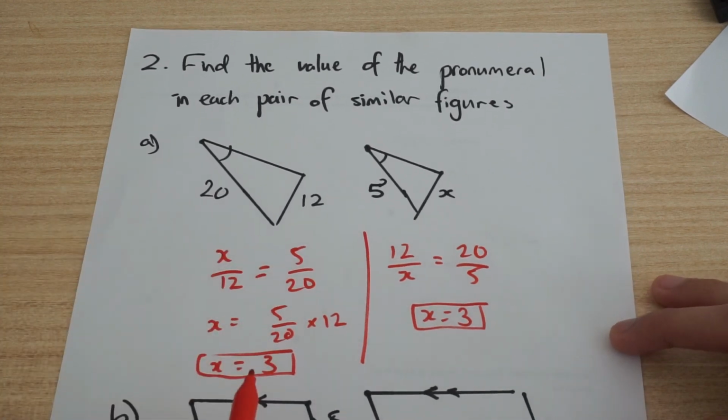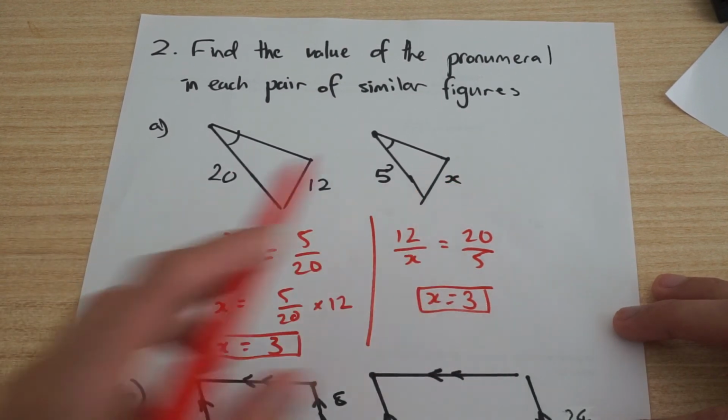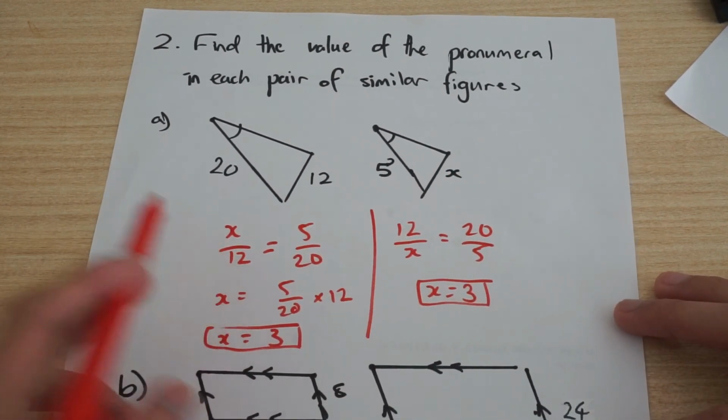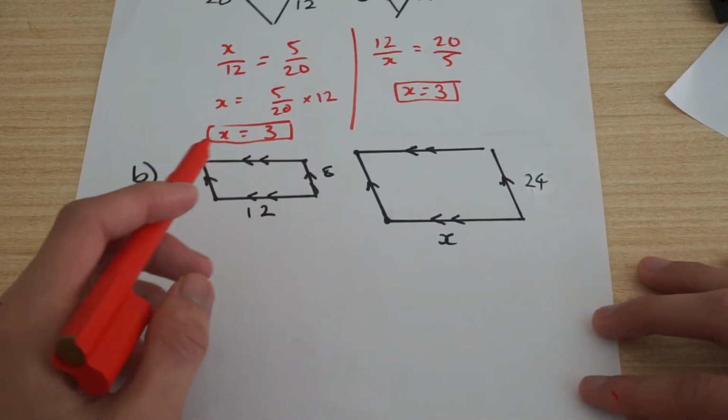So think about that when you're finding the value of the pronumeral. Try and put the unknown value as the numerator. It will make it easier to solve your equation. Cool. Let's look at another example.